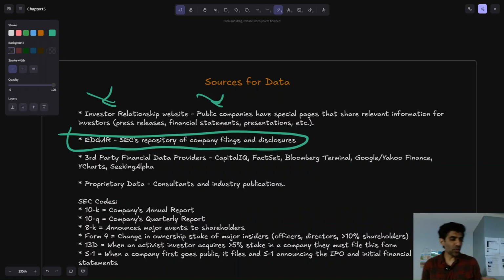There's also these third-party data providers. Some of them are very expensive. Capital IQ, FactSet, these are what professional investment analysts will use. They're really good though. They compile all the financial statements in one place, clickable. They're extremely useful and time-saving devices.